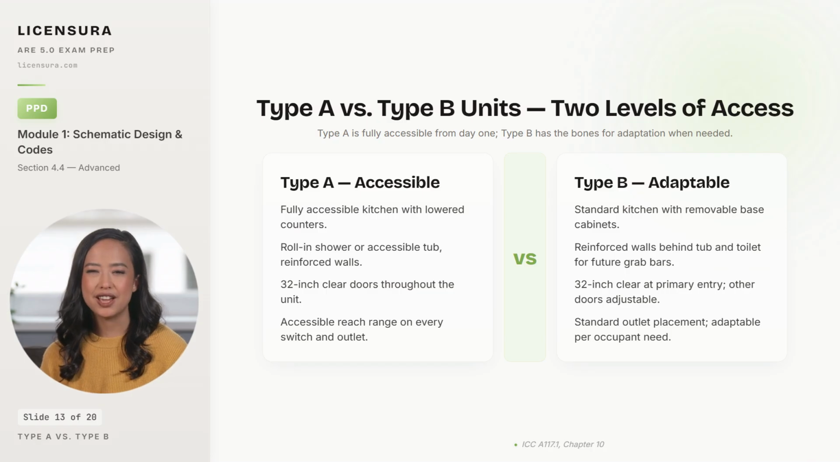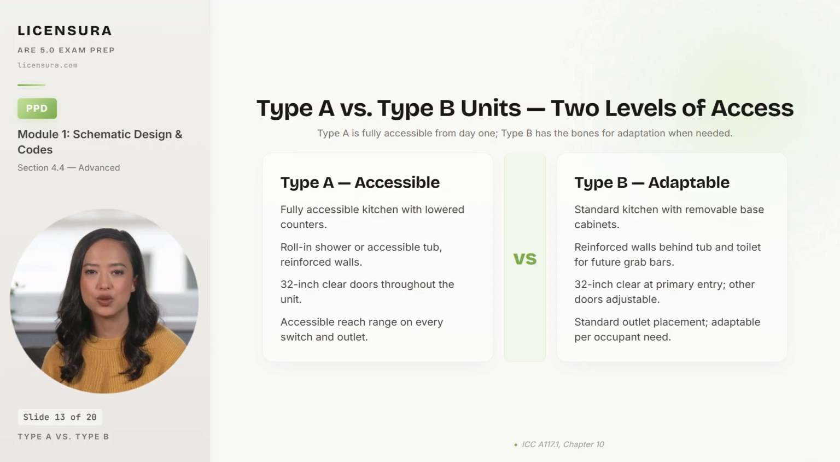Type B units are adaptable rather than accessible. The kitchen has standard counters, but the base cabinets under the sink are removable so that a wheelchair user can roll up to the sink when the unit is occupied by someone who needs that. The bathroom walls are reinforced behind the tub and the toilet so that grab bars can be installed without ripping out drywall. The primary entry is 32 inches clear so that a wheelchair fits through the front door. Other doors are adjustable when needed. Outlet placement is standard, with the understanding that future occupants will adapt as required.